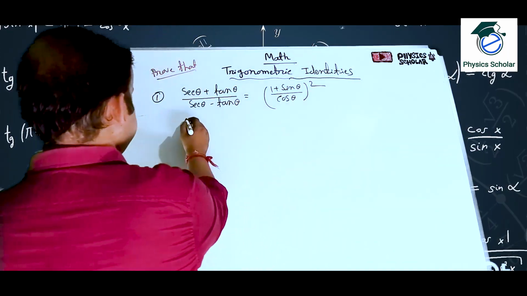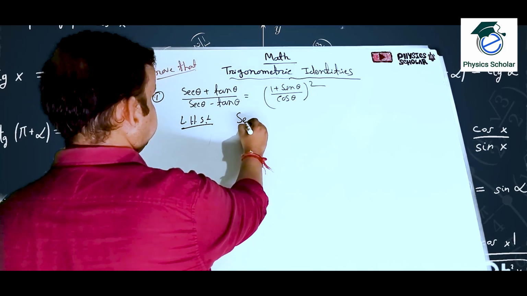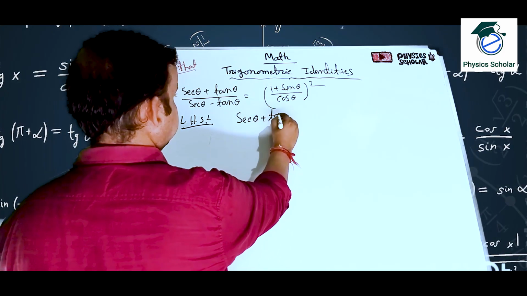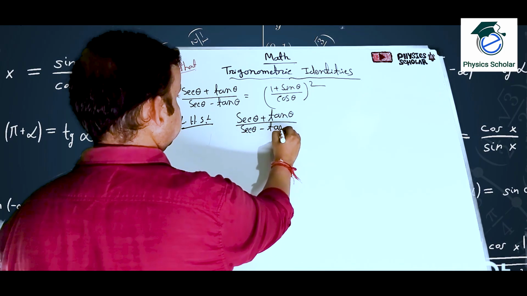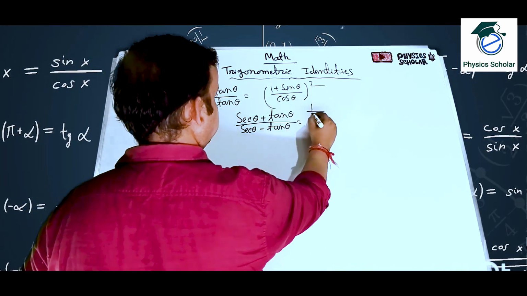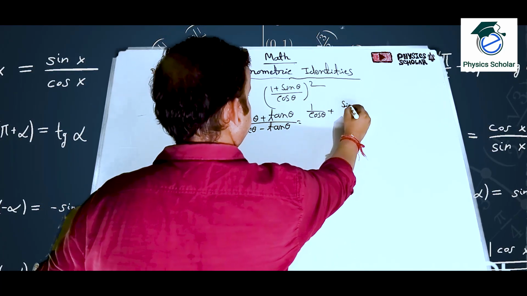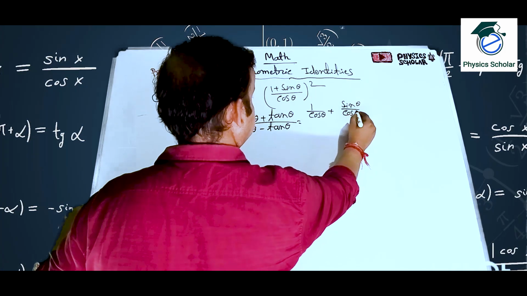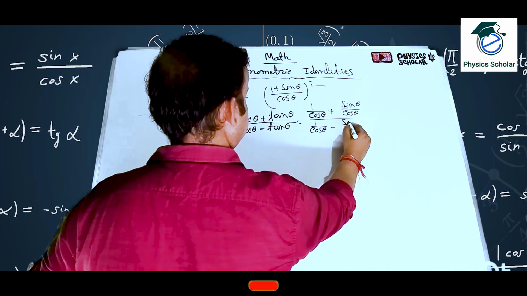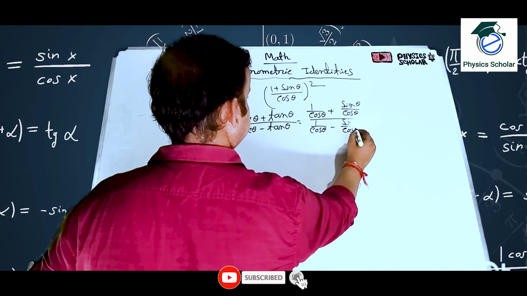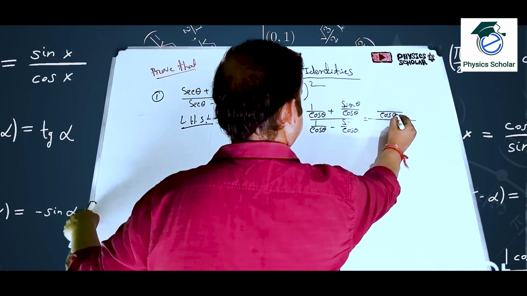So what is LHS? I hope you can see the board. It is sec theta plus tan theta divided by sec theta minus tan theta. Sec theta, what can we write? 1 by cos theta, the reciprocal of cos, and tan theta we know is sin theta by cos theta. Clear? Then we can write again 1 by cos theta minus sin theta by cos theta. Clear? So here what will be the LCM? Cos theta will be the LCM.